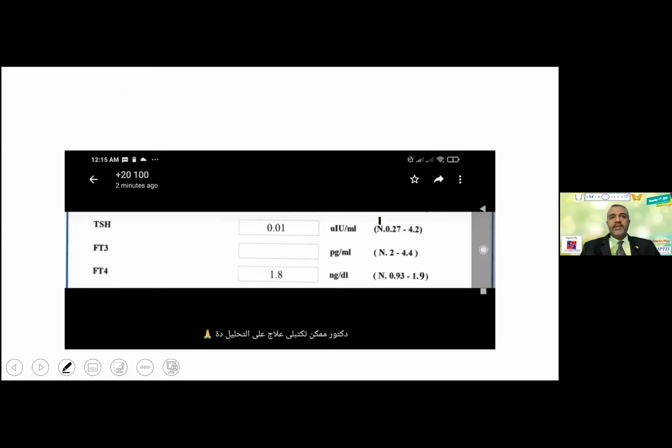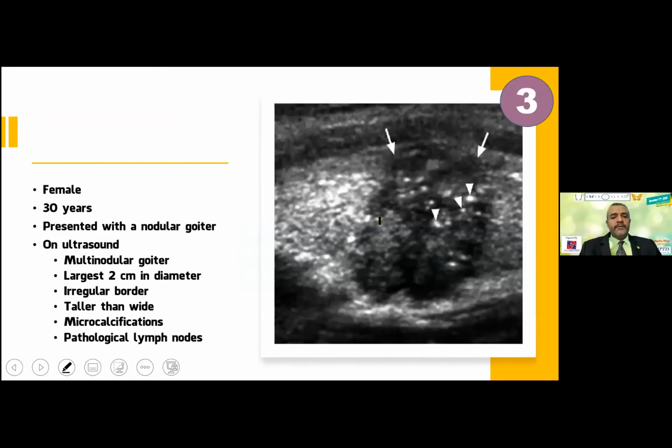Again, the same set of tests and the same question by another patient. Would you prescribe treatment for me? So this is a female patient, 30 years of age, presenting with a nodular goiter on ultrasound, as you can see. She had a multinodular goiter. This is the dominant nodule. The largest is 2 centimeters in diameter. It has a regular border. It is taller than wide, and it exhibits microcalcification. And there are also pathological lymph nodes.